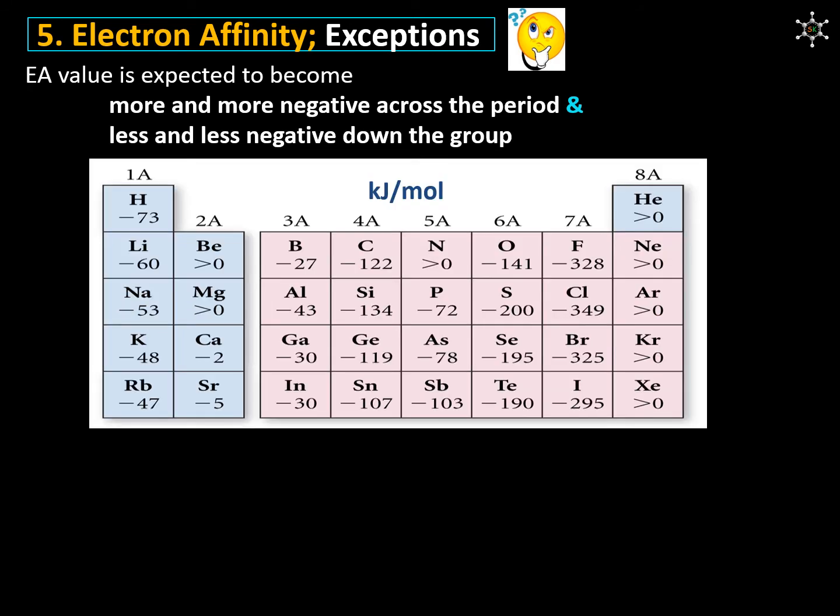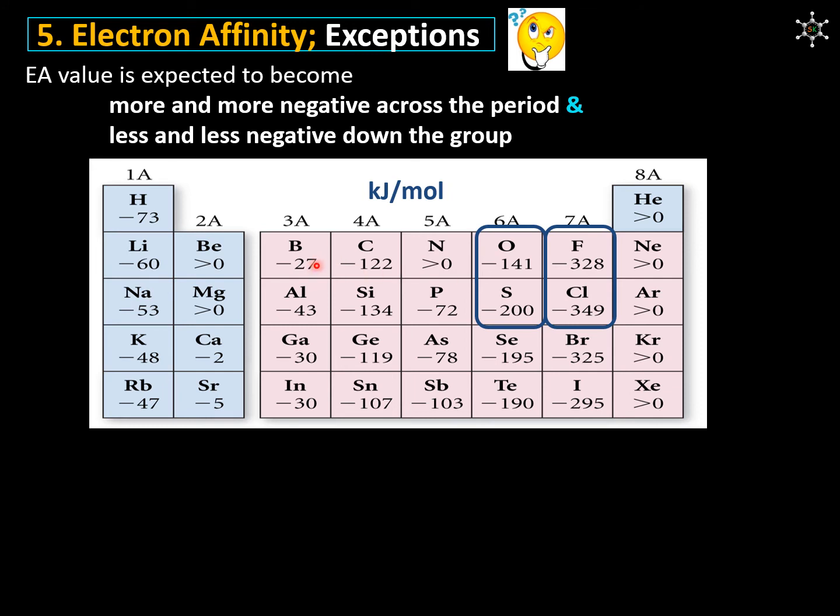Also, we expect electron affinity values to become less and less negative down the group. When we move from oxygen to sulfur down the group, contrary to our expectation, the electron affinity value has become more negative. After sulfur, it is as per expectation. The same thing is happening even with the halogen family. Fluorine to chlorine, instead of becoming less negative, it has become more negative.